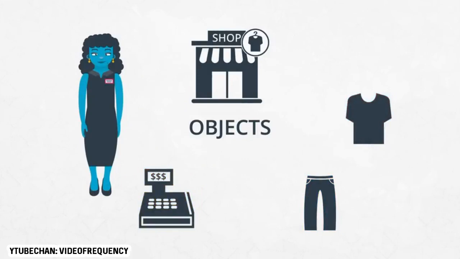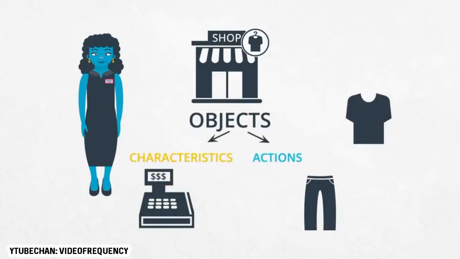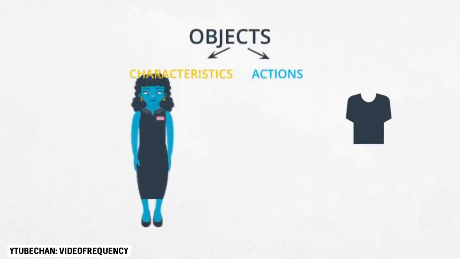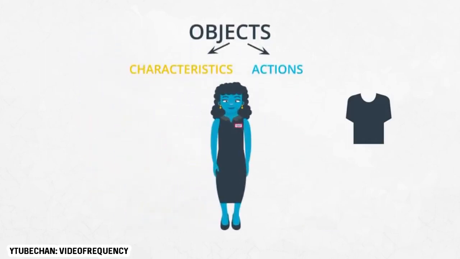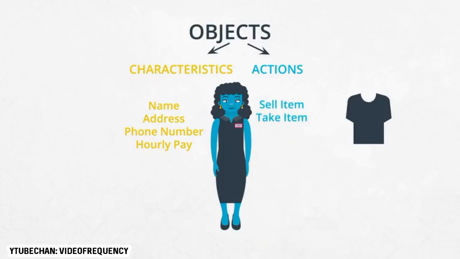So an object has two essential parts: characteristics and actions. For example, a few characteristics of a salesperson would include the person's name, address, phone number, and an hourly pay. In terms of what a salesperson could do, that might include selling an item or taking an item from a warehouse.